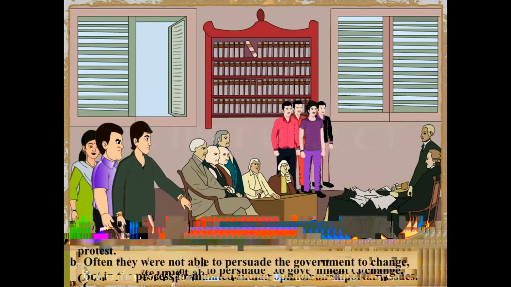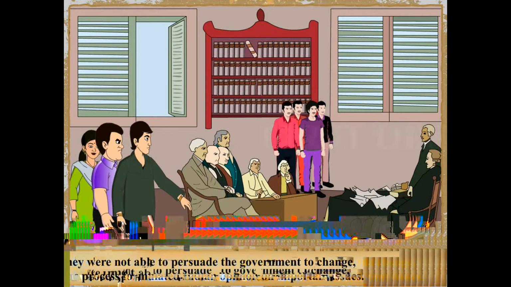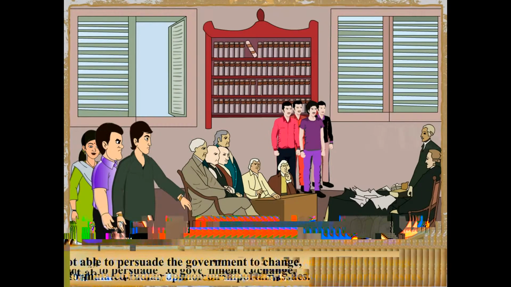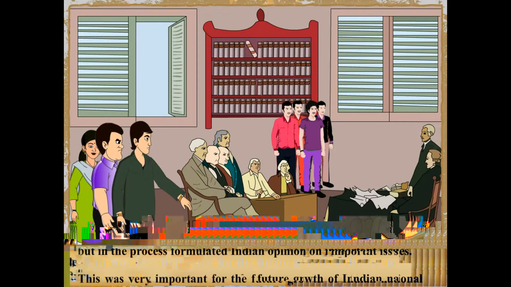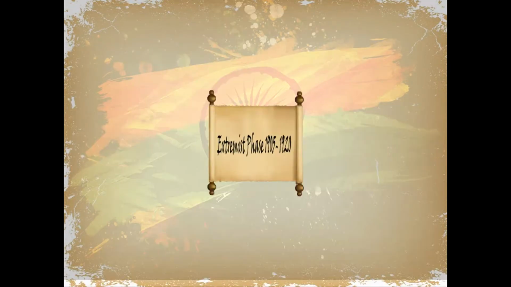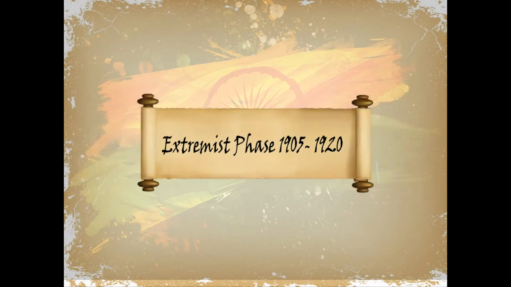Often they were not able to persuade the government to change, but in the process formulated Indian opinion on important issues. This was very important for the future growth of the Indian national movement. Extremist phase, which is between the year 1905 to 1920, which is Swadeshi movement.